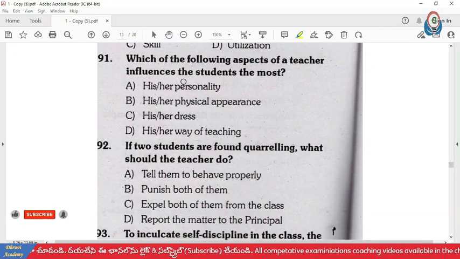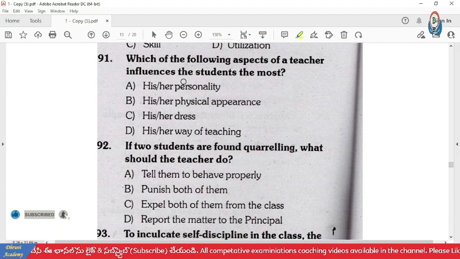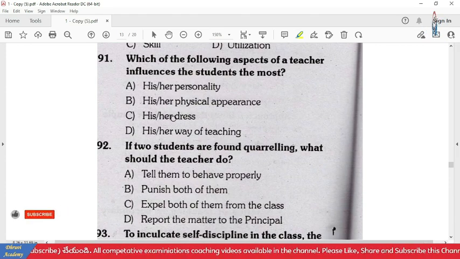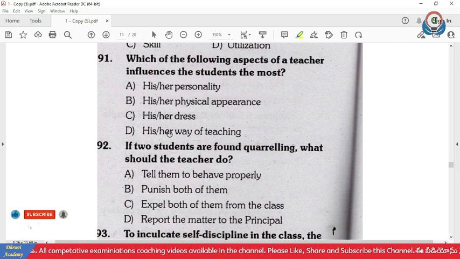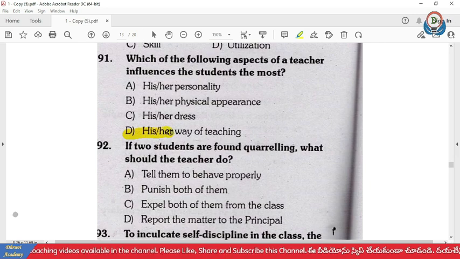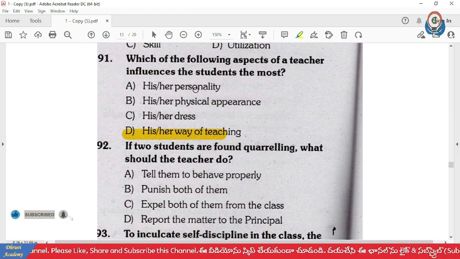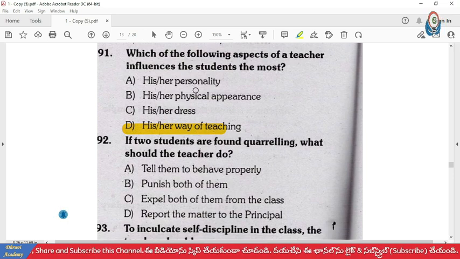Which of the following aspects of a teacher influences the student the most? His or her personality, his or her physical appearance, his or her dress, his or her way of teaching. Its answer is the way of teaching. This will influence the student, not her dress, not her physical appearance and not her personality. Answer is D.